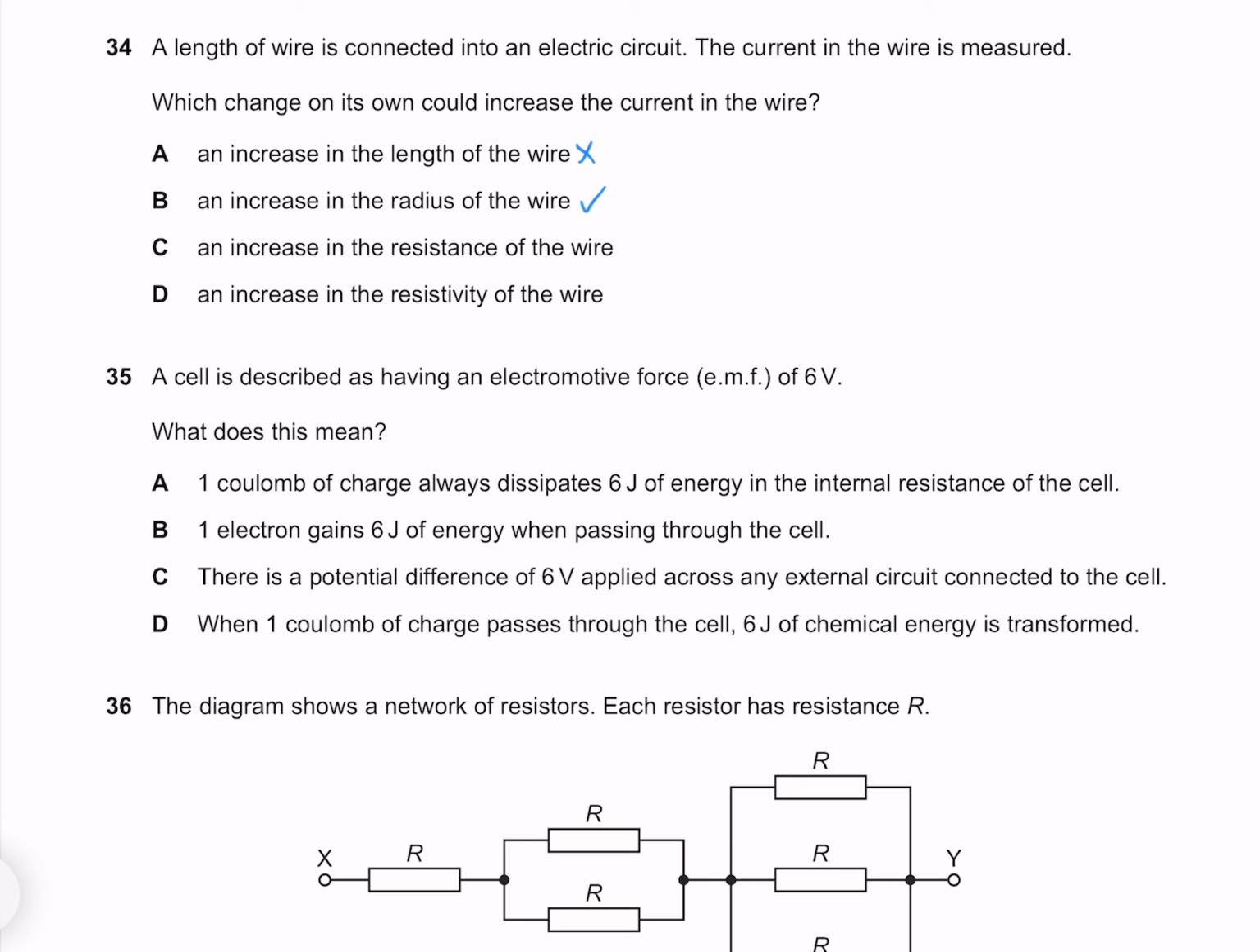An increase in the resistance of the wire will decrease our current, so it's not C, as will an increase in the resistivity of the wire, so our answer is indeed B.